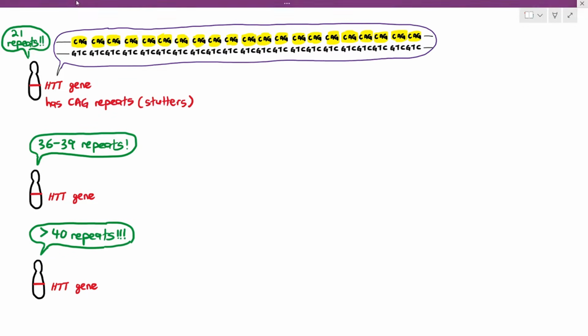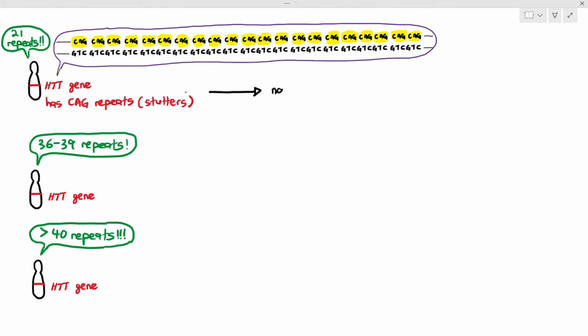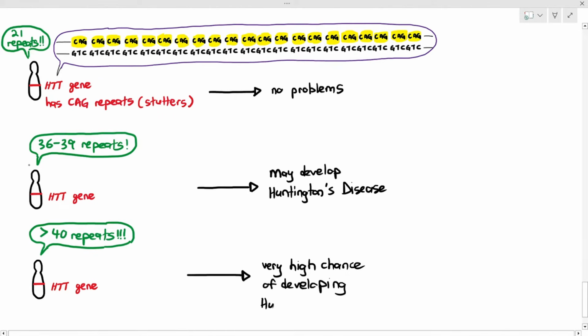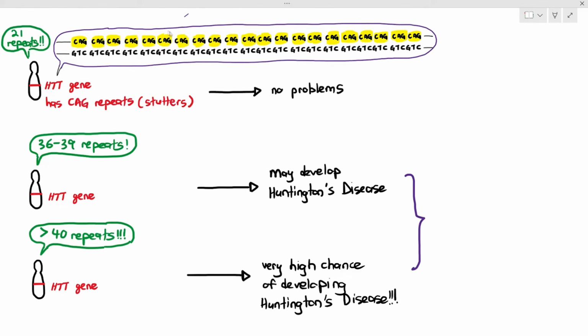Now, if a person, like I said, has 21 to about 35 repeats, they usually will have no problems. But if the person has 36 to 39 repeats, they may develop a disease known as Huntington's disease. And if they have more than 40 repeats in the HTT gene, there's a very high chance of developing Huntington's disease. What makes it even scarier is that the disease will not show symptoms when you are young. It usually shows the symptoms when you are older.